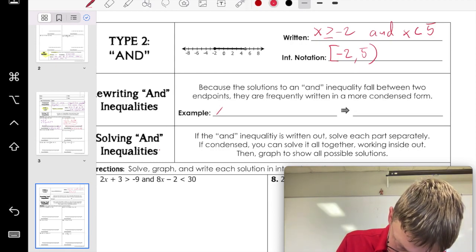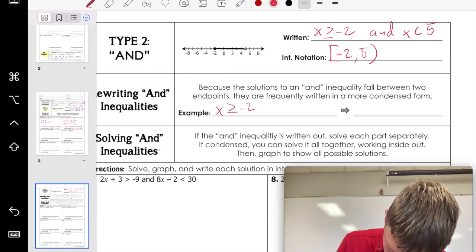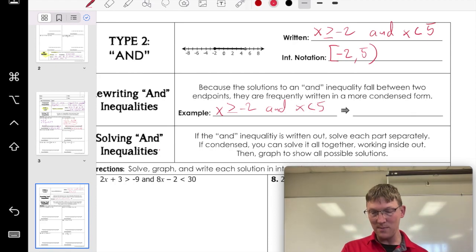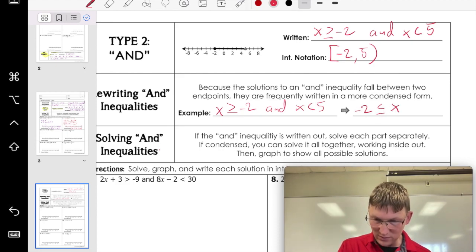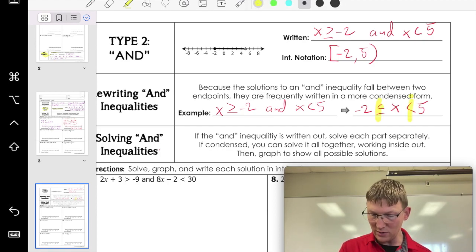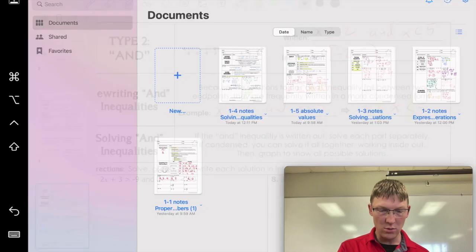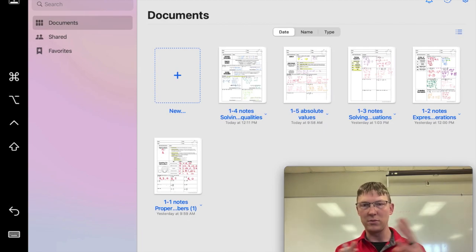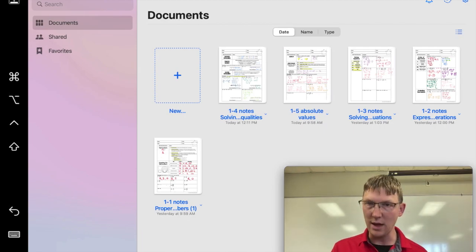So instead of going x is greater than -2 and x is less than 5, what you will see instead is -2 is less than or equal to x, which is less than 5. So this is commonly how it's going to be written. Again, when you see that, or if you ever start writing that, note that these two signs are going the same direction. You don't want to be in a situation where they're going in two different directions. So just be aware of that.